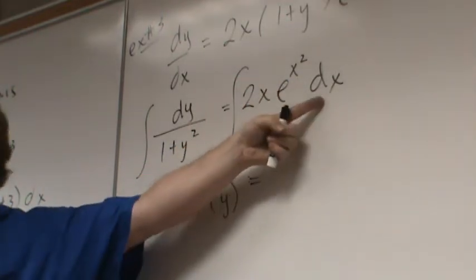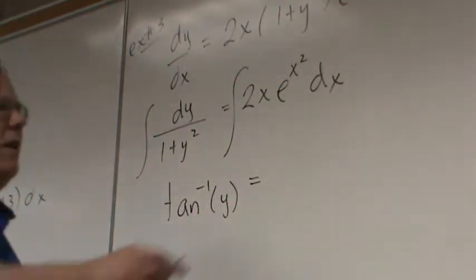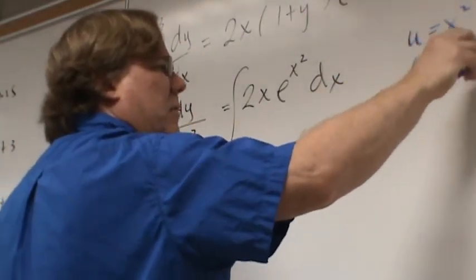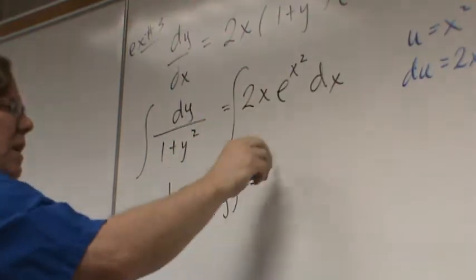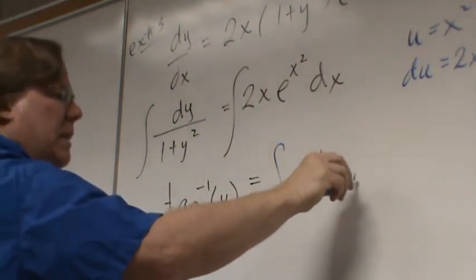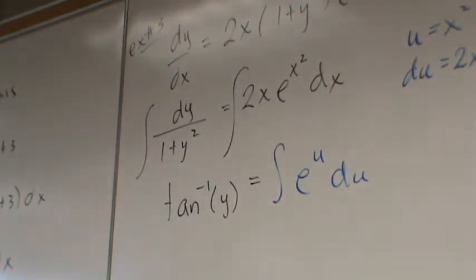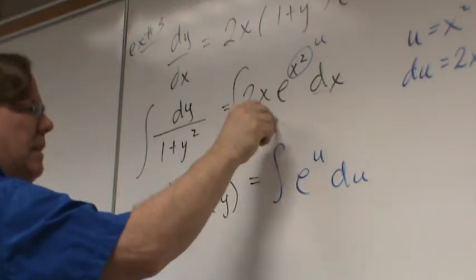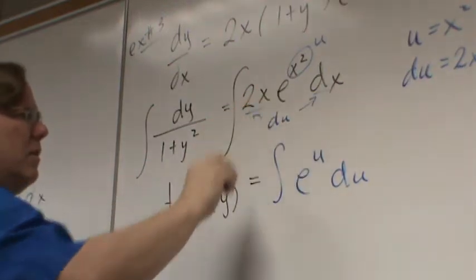du ends up being 2x dx, and there they are, right? So I'm going to let u be x squared, and so du is going to be 2x dx. And so this guy becomes the integral of e to the u power du, right? There's my u right there. Here's my du right there.